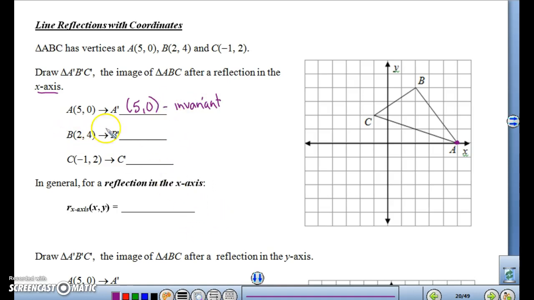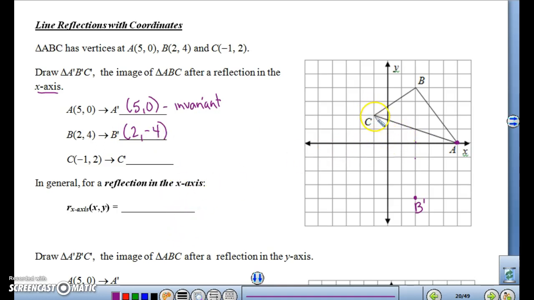So B at 2, 4, I want to go to the x-axis and the same distance on the opposite side. 1, 2, 3, 4 perpendicular to the x-axis. 1, 2, 3, 4 to the opposite side, and there is B prime. So B prime ended up at 2, -4.